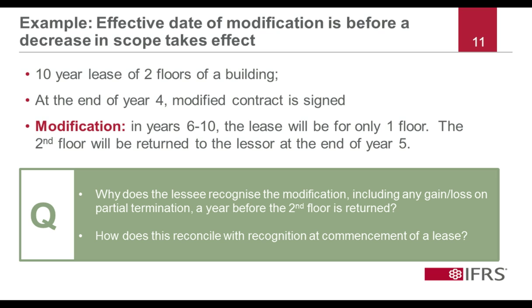Some have said that accounting for this reduced right of use at the effective date of the modification appears inconsistent with the general model that says a lessee recognises lease assets and liabilities at the commencement of the lease. That's the case even if the contract is signed by both parties at an earlier date. So can you share your thoughts on that?